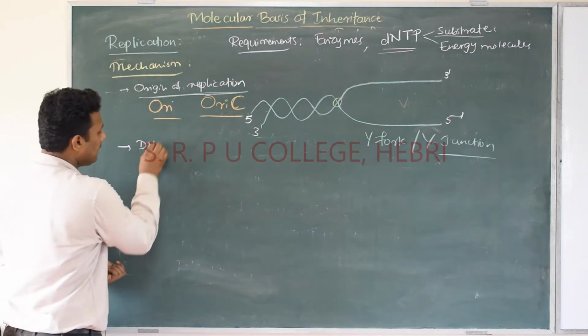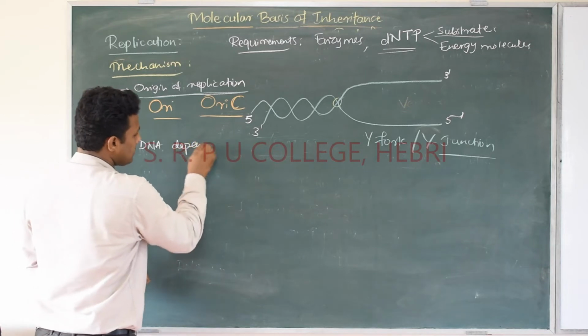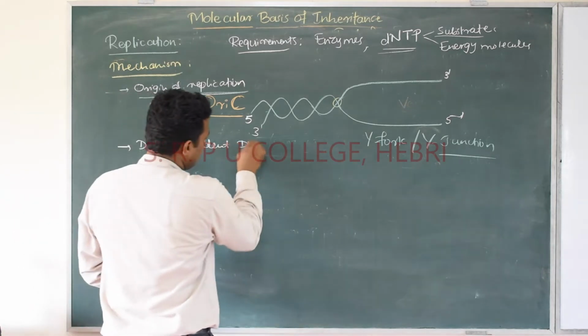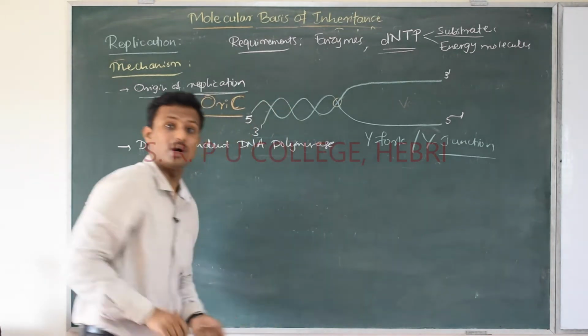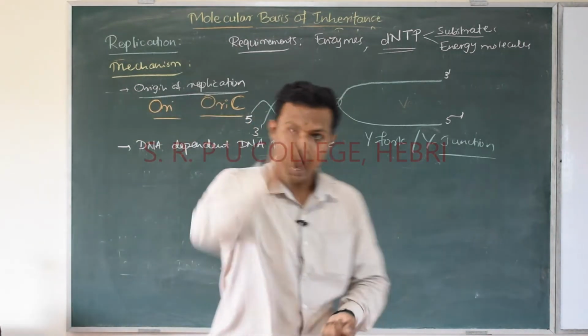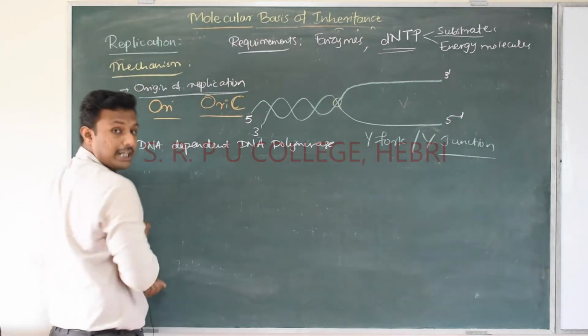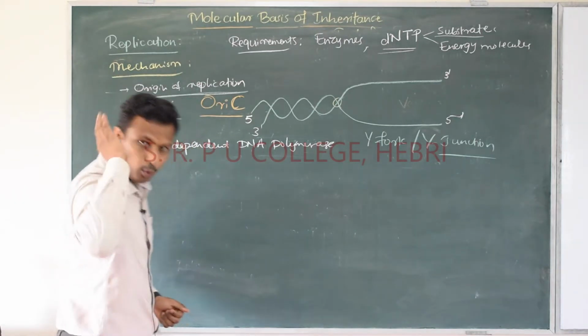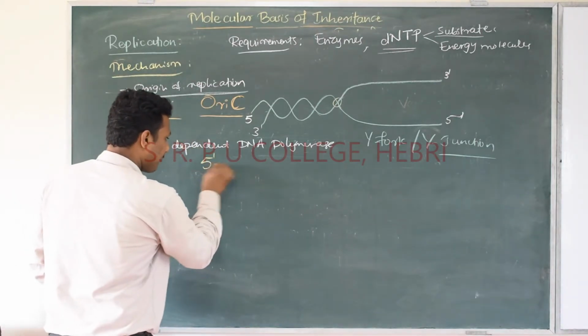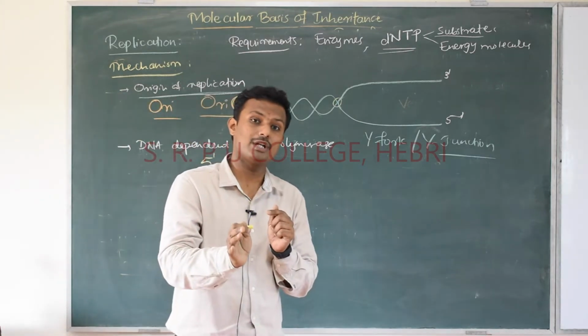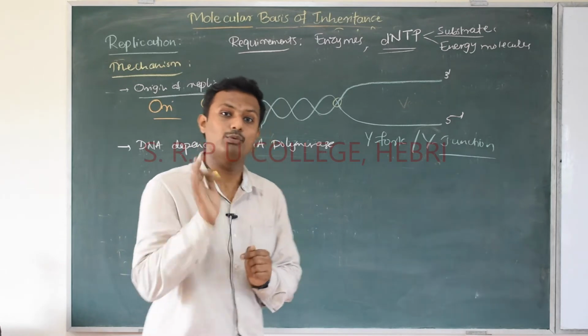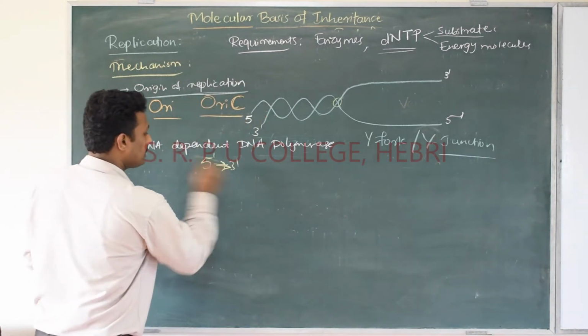The enzyme DNA dependent DNA polymerase. DNA dependent DNA polymerase will come into picture for the synthesis of the new strand of the DNA, and this will function very accurately in only one direction, that is from 5 prime to 3 prime direction. That means a new strand of DNA can be produced only in one direction, that is 5 prime to 3 prime.